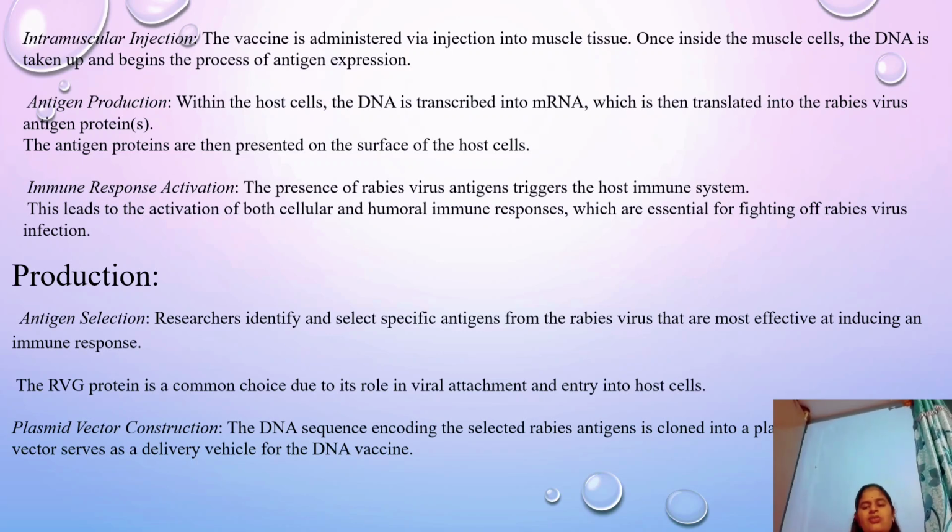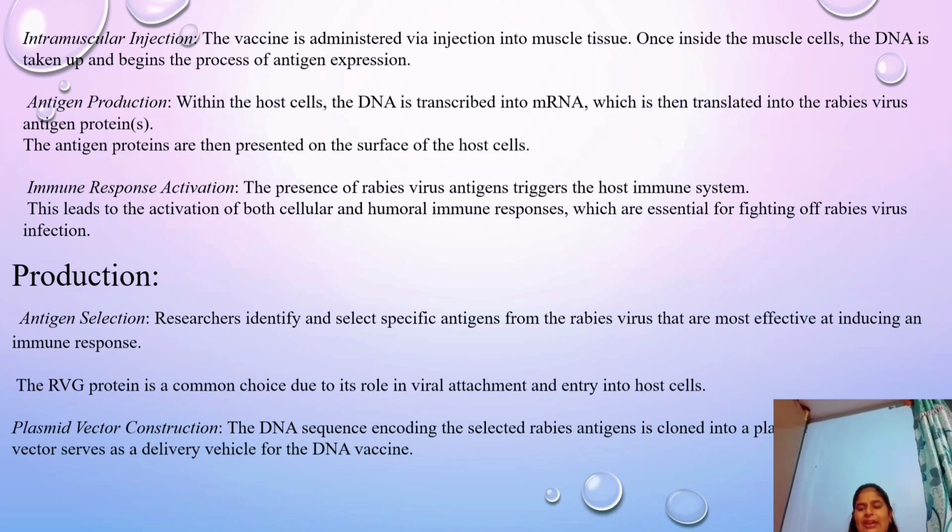The production of a DNA vaccine for rabies virus. Antigen selection: researchers identify and select the antigens of the rabies virus that are most effective at inducing an immune response. The glycoprotein is a common choice due to its role in viral attachment to the host cell. This DNA sequence, encoding the selected rabies antigen, is cloned into a common vector, a delivery vehicle for the DNA vaccine.